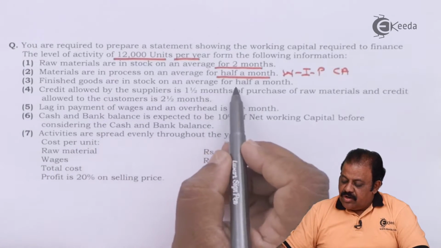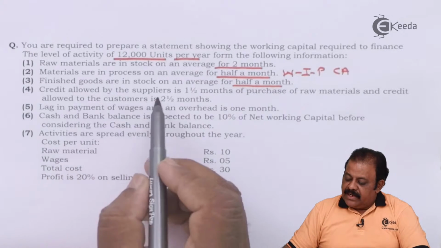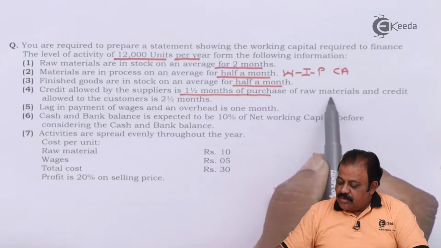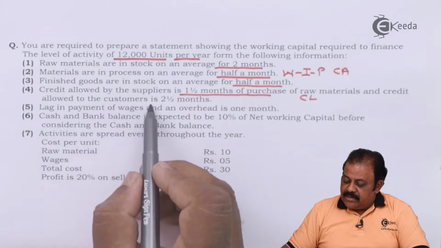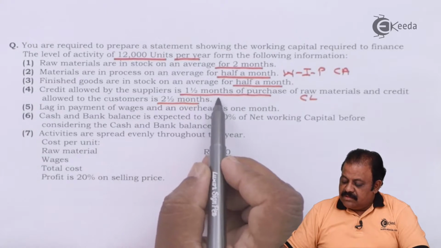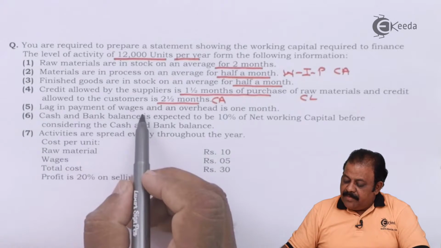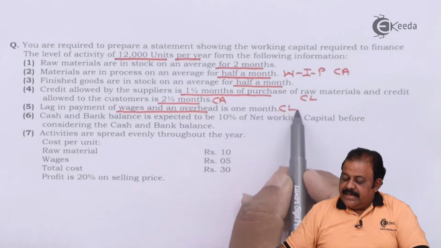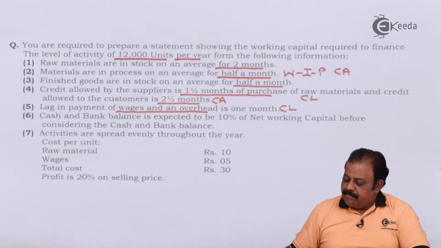Finished goods are in stock on an average for half month. Credit allowed by suppliers is 1.5 months of purchase of raw material, that is a current liability, and credit allowed to debtors is 2.5 months, this is debtors, a current asset. Lag in payment of wages and overheads is 1 month. Creditors for expenses will be part of current liability.